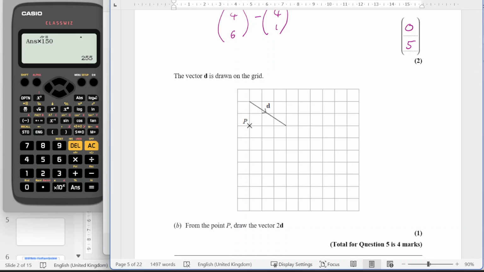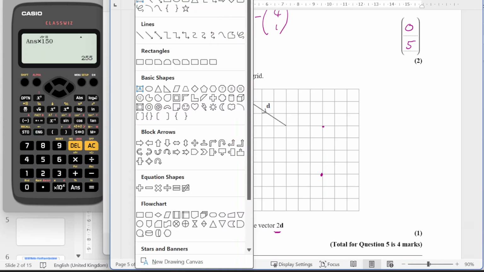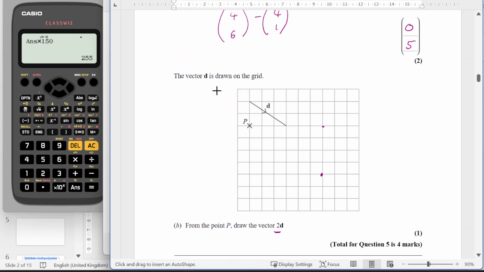And for this, from point P, draw 2D. So D is 3 across, 2 down, so I'm going 6 across and 4 down. And it's a straight line between there and there. And it should be parallel and twice as long as D. So there, and we'll just label it 2D.